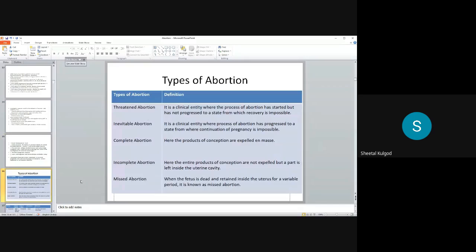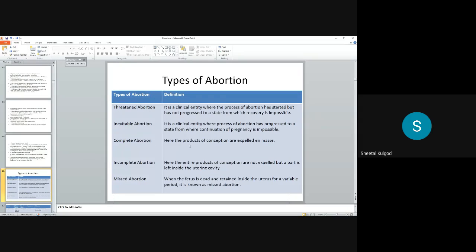Now, clinical types of abortion, depending on how the presentation is, there are 5 different types. You have threatened abortion, where the process of abortion has just started but has not progressed to a state where it is impossible to recover. So there are chances that with the proper treatment, we can revert the process of abortion, retain the pregnancy and continue it. Inevitable abortion is where the process has progressed to a stage where the continuation of the pregnancy is impossible.